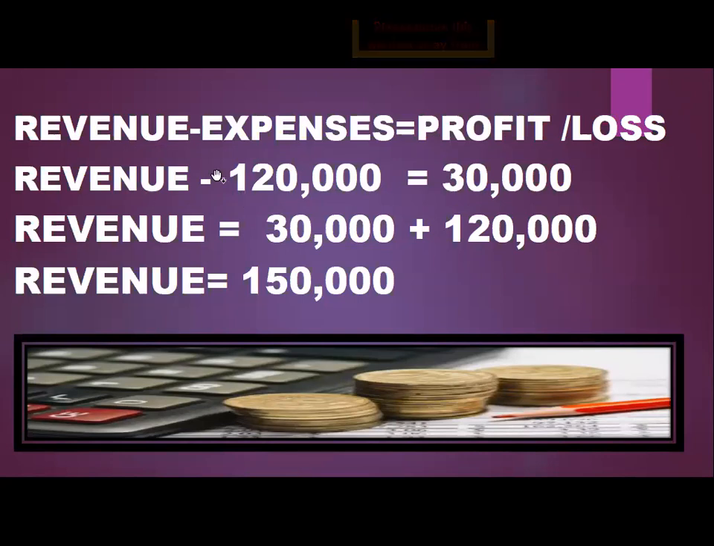रेवेन्यू फाइंड आउट करना है, जो -120 है इसको शिफ्ट कर दीजिएगा 30 के पास, पॉजिटिव वैल्यू हो जाएगी क्योंकि यहाँ पे ये माइनस था, जब अपनी साइड शिफ्ट करेगा तो पॉजिटिव हो जाएगा. एंड योर आंसर ऑफ रेवेन्यू इज 150,000. ठीक है, अगर आपको अपने रेवेन्यू का आंसर चेक करना है आप दोबारा इस वैल्यू में रेवेन्यू यहाँ पर लिख के देख लें, 150 माइनस 120 आंसर 30 ही आ रहा है.